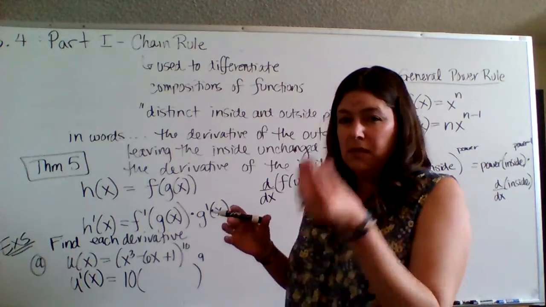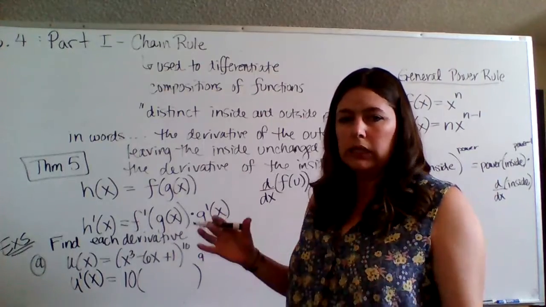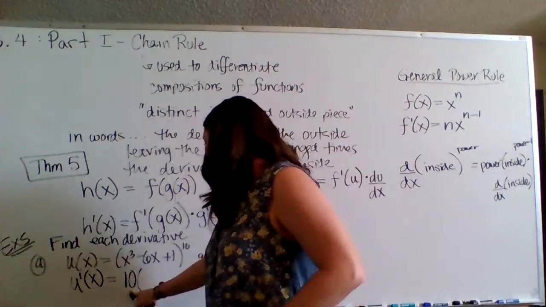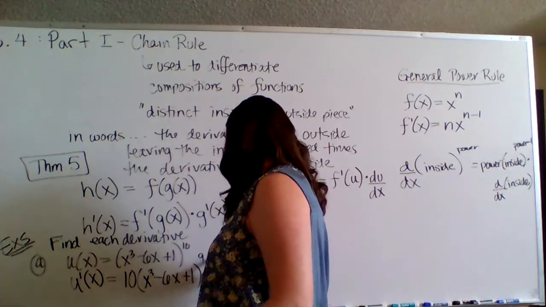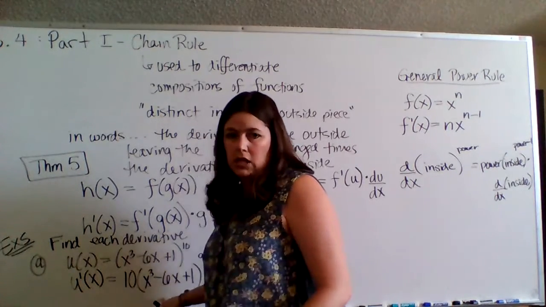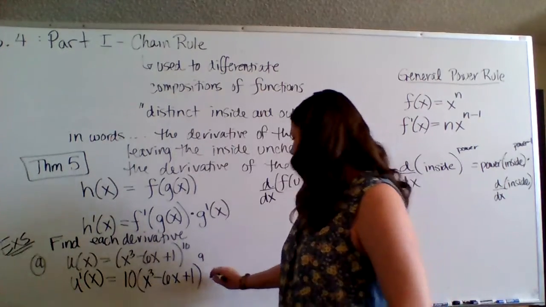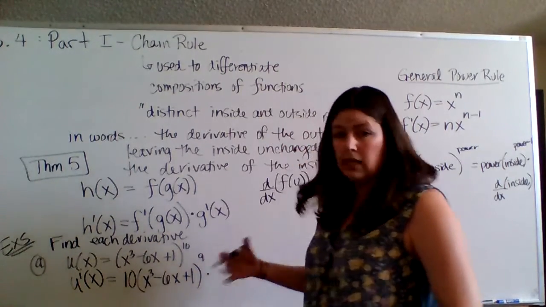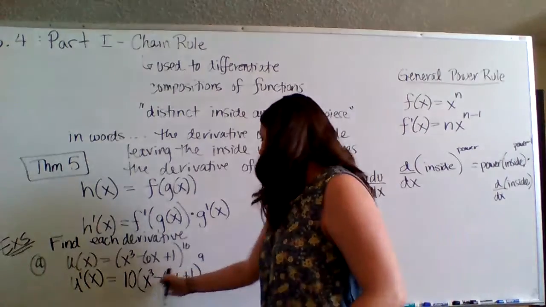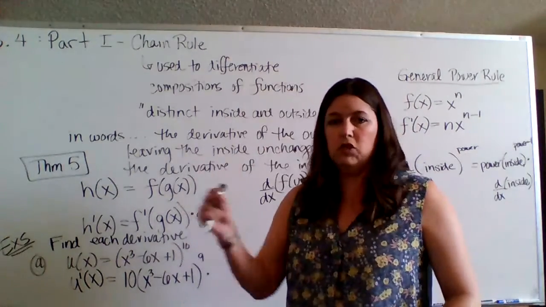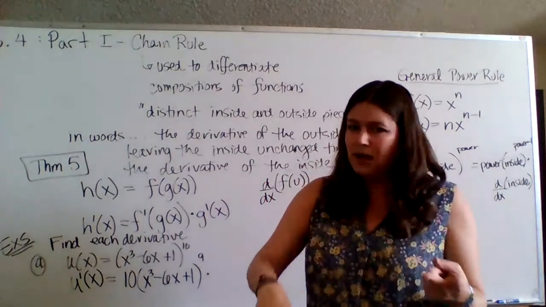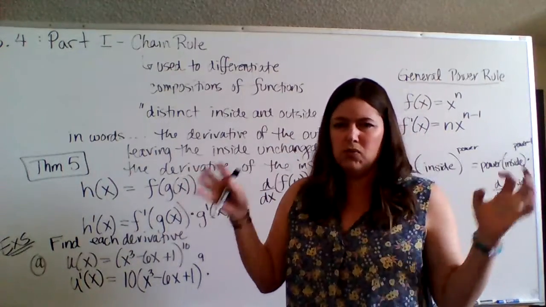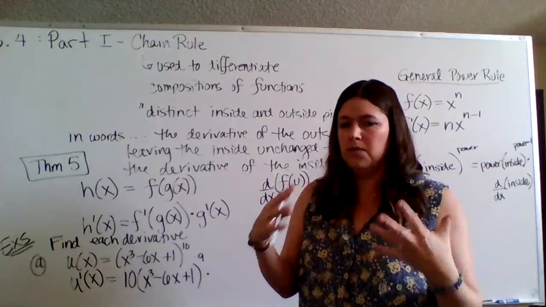So instead of it being a single variable x, it's this whole quantity. So this is the derivative of the outside, 10 times x cubed minus 6x plus 1 to the 9th, leaving the inside unchanged, times the derivative of the inside. Well, now the inside is just a polynomial, one term right after the next. So can't we just take the derivative of each piece, one right after the next, using power rule? And it's really power rule and the constant multiple rule and sum and difference rule, but you guys just lump all those together and say power rule.